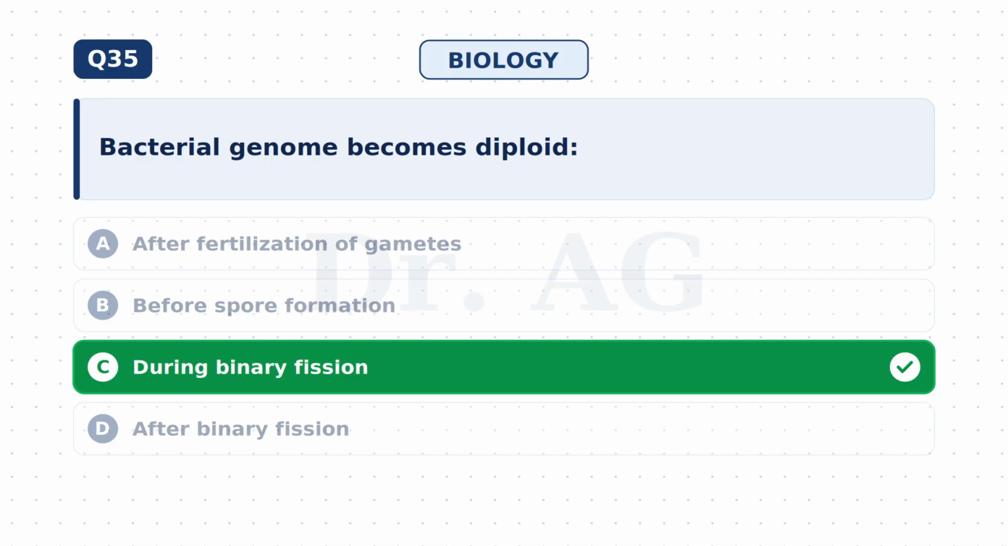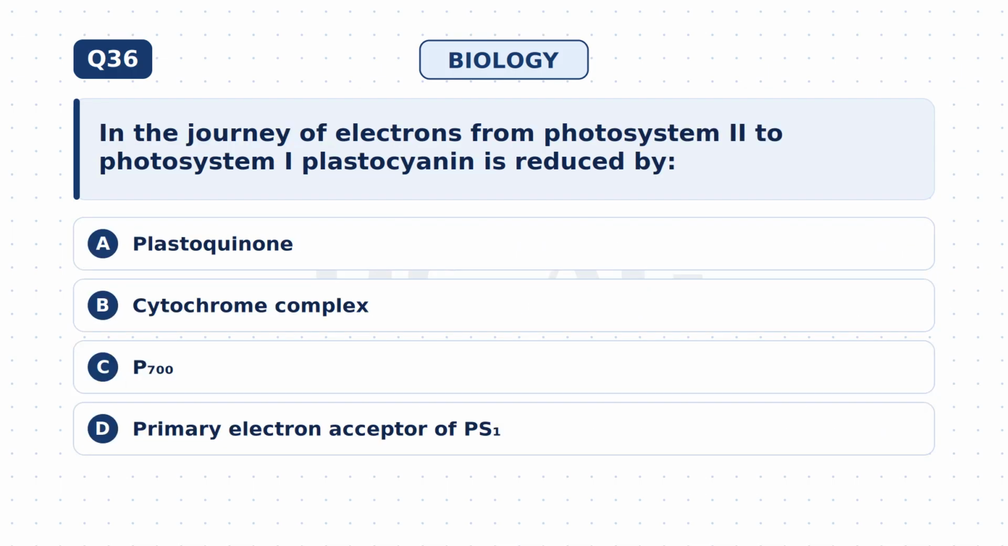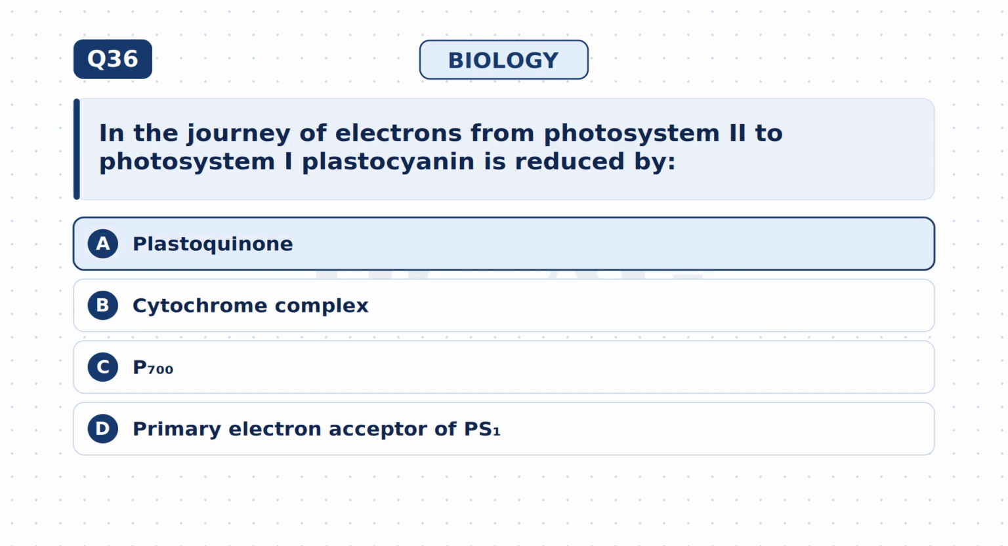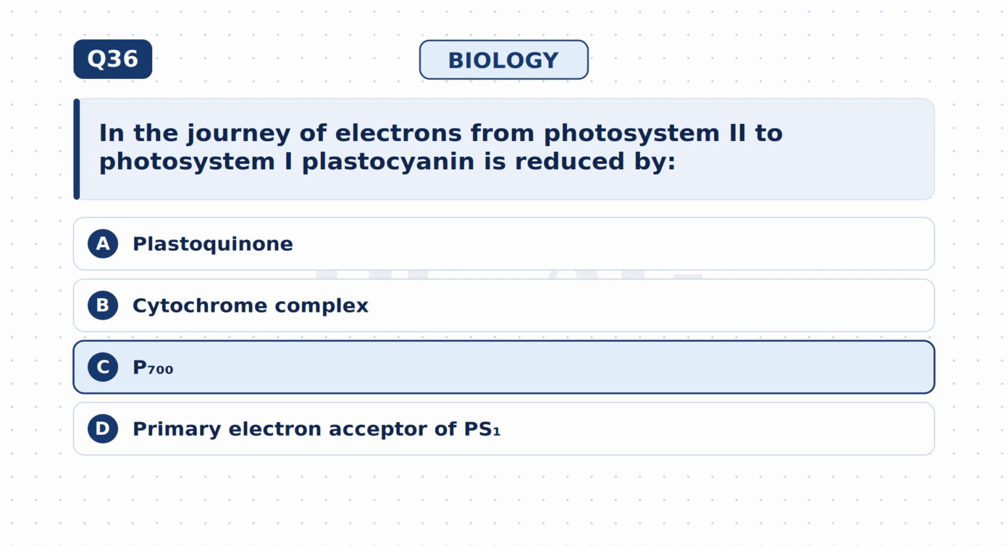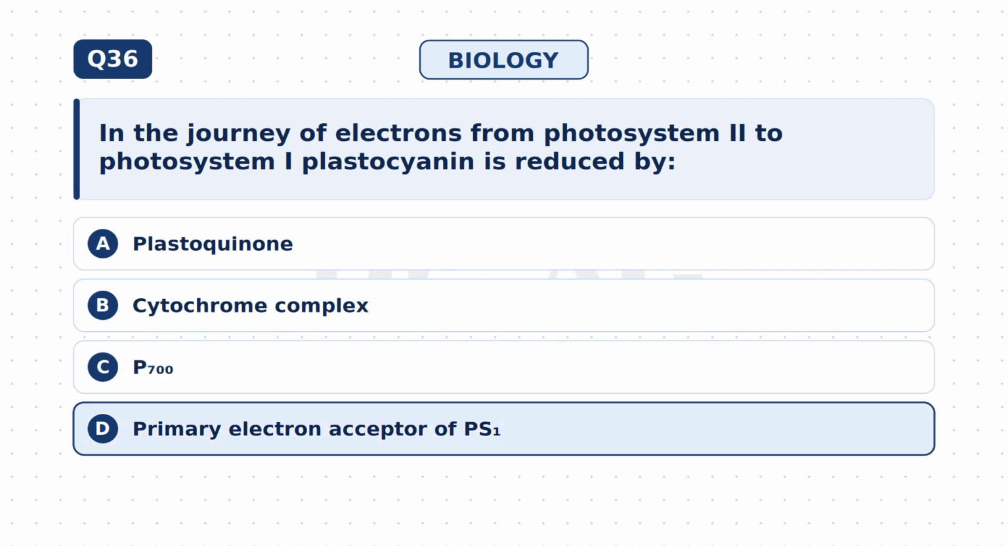The correct answer is C, during binary fission. Question 36. In the journey of electrons from photosystem to photosystem, plastocyanin is reduced by: Option A, plastoquinone. Option B, cytochrome complex. Option C, P700. Option D, primary electron acceptor of PS1.